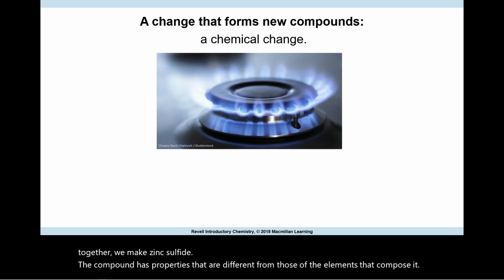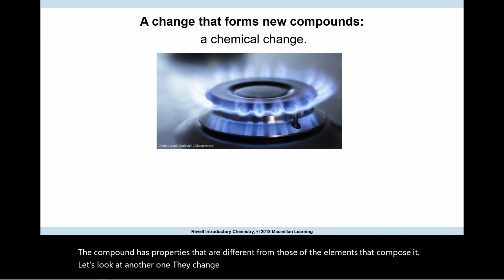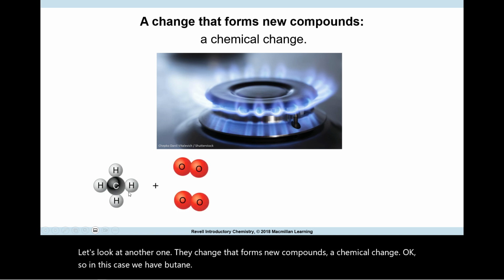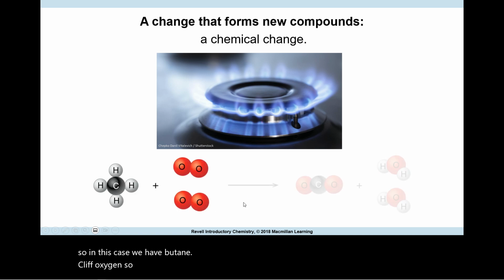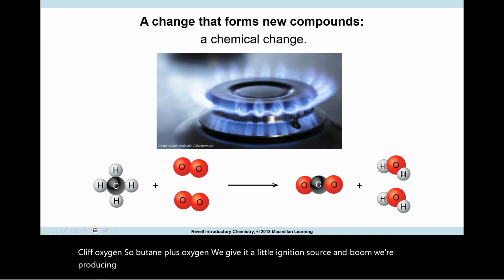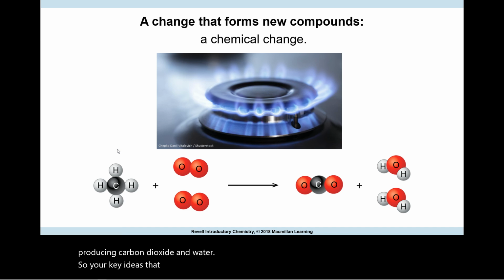Let's look at another one. The change that forms new compounds, a chemical change. Okay. So in this case, we have butane plus oxygen. We give it a little ignition source, and boom, we're producing carbon dioxide and water. So your key idea is that a chemical change always involves the formation of different substances.